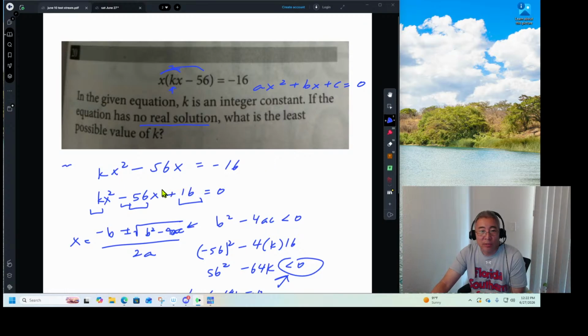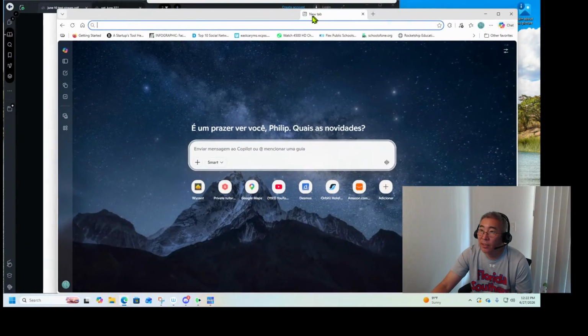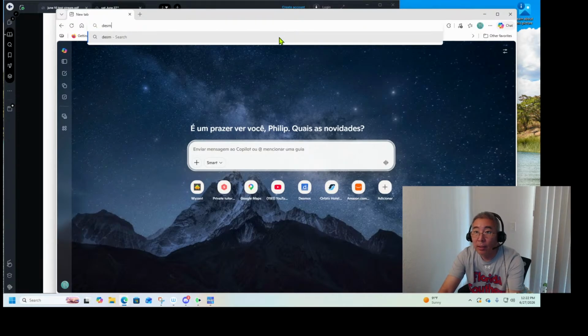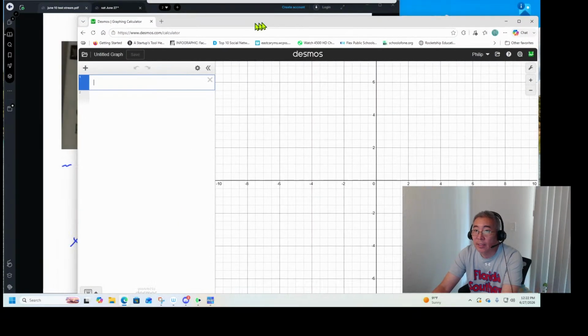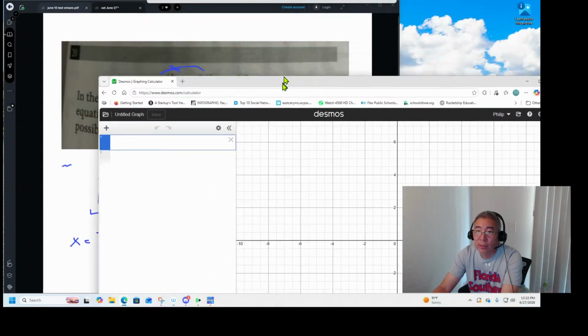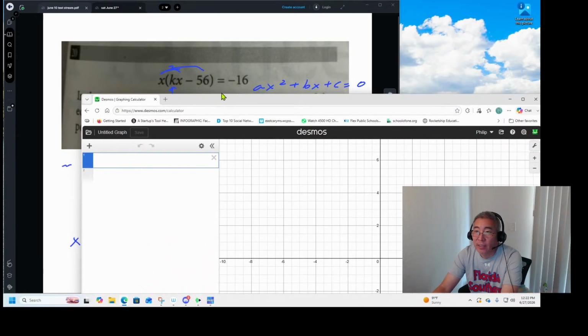And then let's do the Desmos way. Again, this is one of the only problems on this practice exam that has a Desmos solution. So we see this expression here, and we want to know when this expression has no solutions. One way to do that on Desmos is to set this equal to an equation, and make sure that they do not intersect.